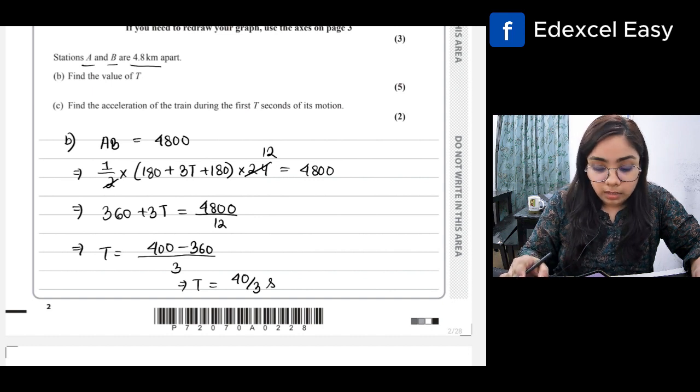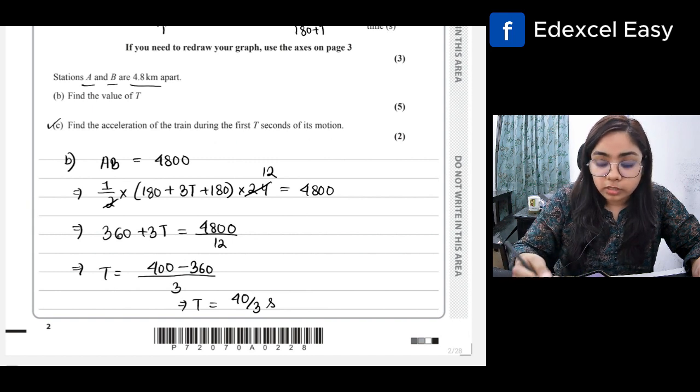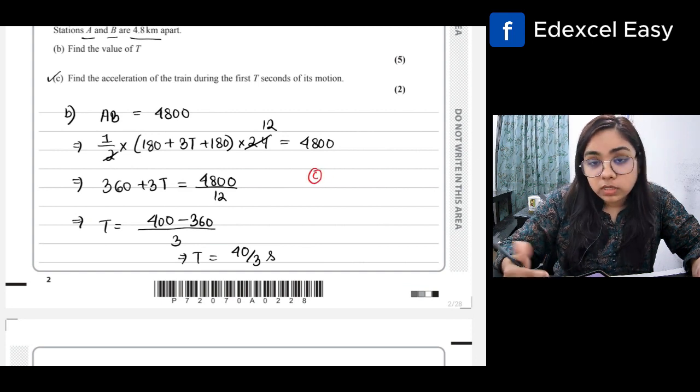That's totally fine. And for part C, it says find the acceleration of the train during the first t seconds of its motion. Now they wanted to find out the acceleration. That can be easily calculated on this page only. For part C, I already know the time, final velocity, initial velocity. I just have to use this equation.